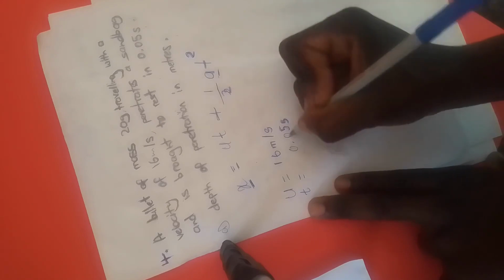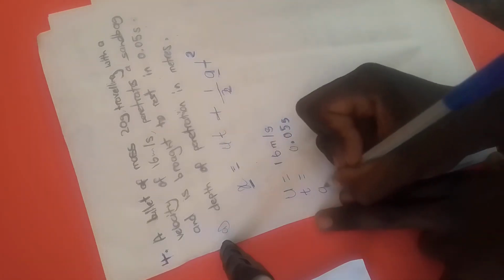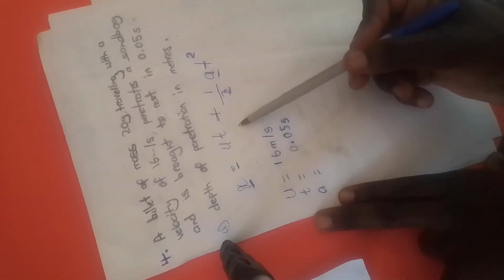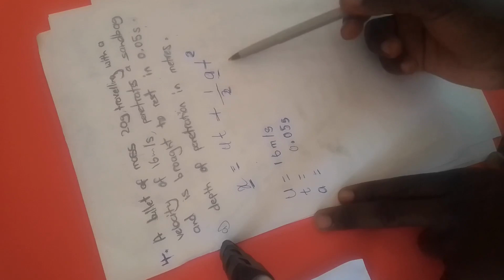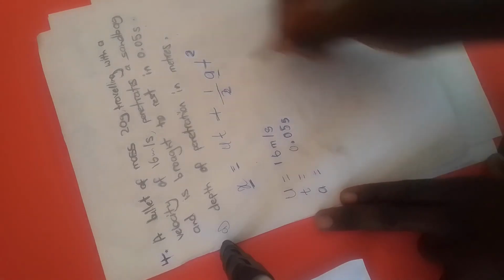seconds. Right? But we don't have a. Because our equation is saying what? X is equal to ut plus half at squared. But we don't have a. We can first calculate a. A is equal to what?